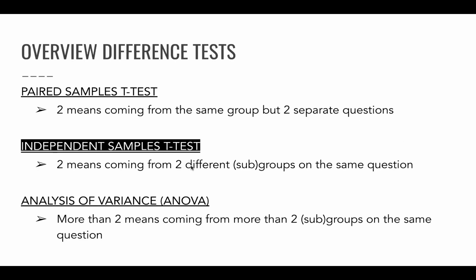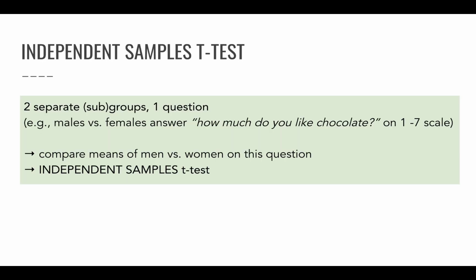The second test you can run in SPSS to find differences is when you are looking at two means coming from two different subgroups in your sample on the same question. So one question, but two subgroups. Let's say you want to compare males and females instead of comparing two questions. In that case, you do an independent samples t-test.